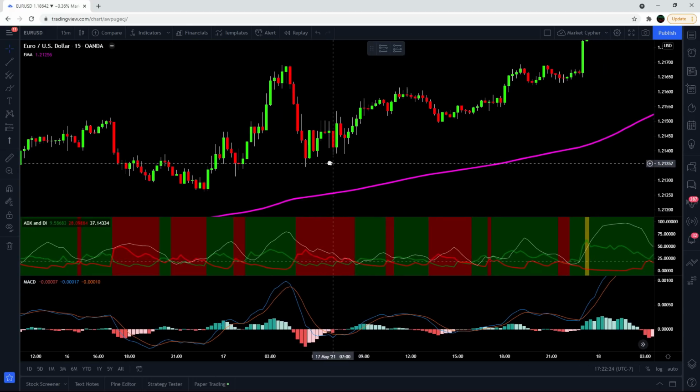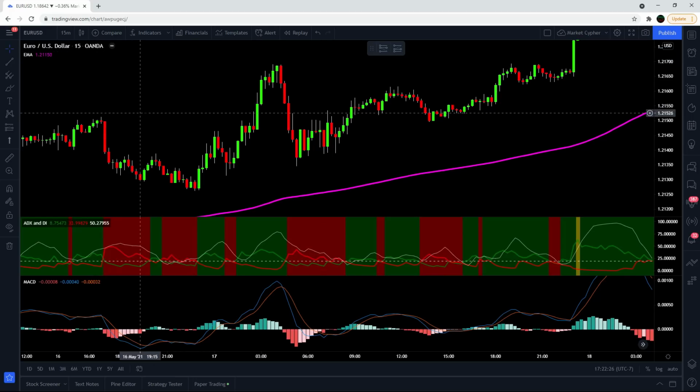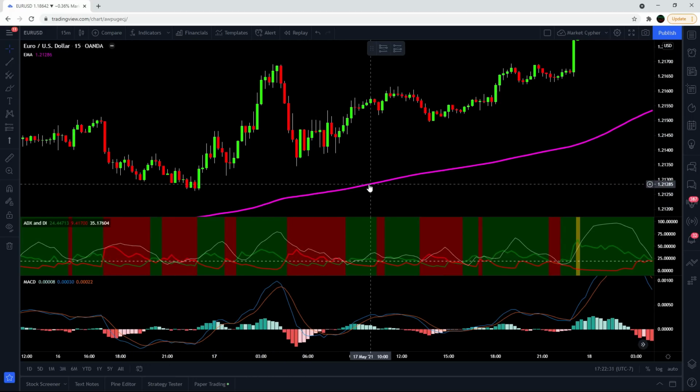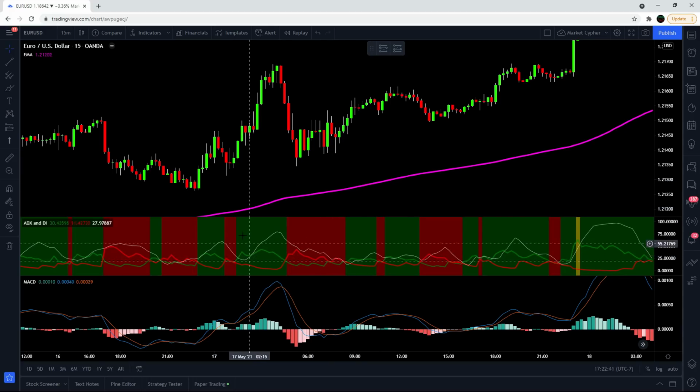Now for the rules of the strategy, we're here on the 15-minute time frame. And essentially with the 200 EMA, it's the normal thing. You can only take longs when price is above the 200 EMA, only shorts when price is below the 200 EMA. You can only take a long when the ADX is in the green, okay? And you can only take shorts when the ADX is in the red.